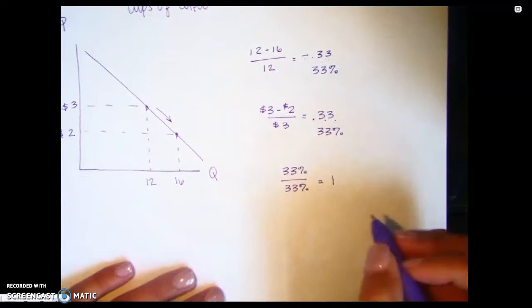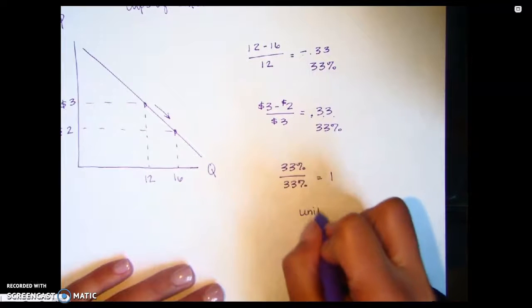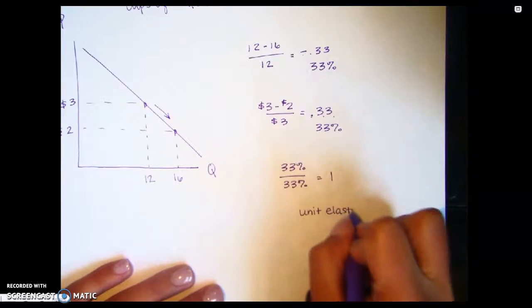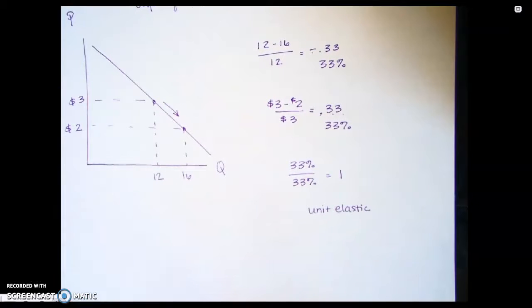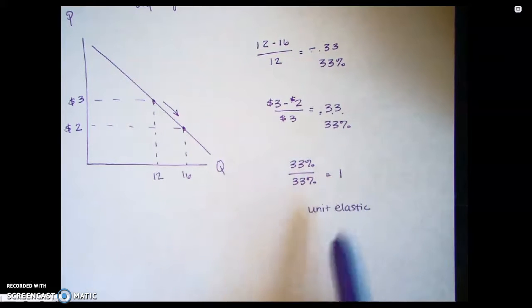And remember, if your equation equals 1, it is unit elastic, meaning that as your change in price is occurring, the same rate of change is happening in your quantity demanded. So it's a 1-to-1 ratio, causing unit elasticity in this case.